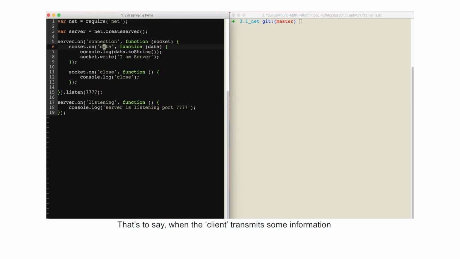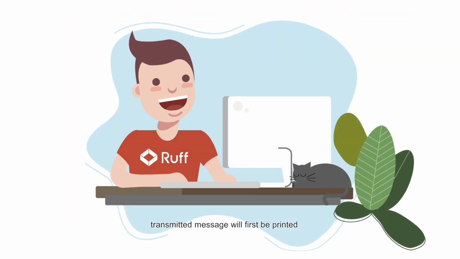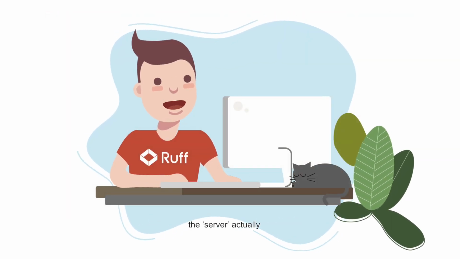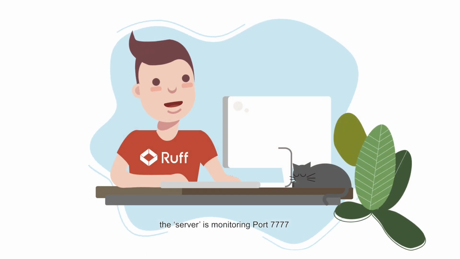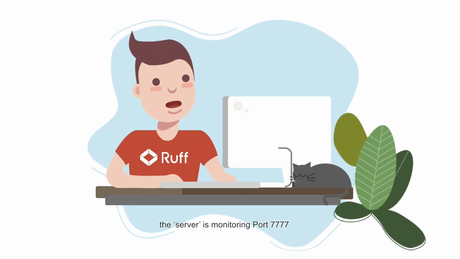That's to say, when the client transmits some information, we'll enter the callback function of data. And when the client turns off the connection, it will enter the callback function of close. And in the callback function of data, the transmitted message will be printed, and then the server actually sends a message to the client, saying that I'm the server. After it starts monitoring, it will make a listening event on, and it prints: the server is monitoring port 7777.